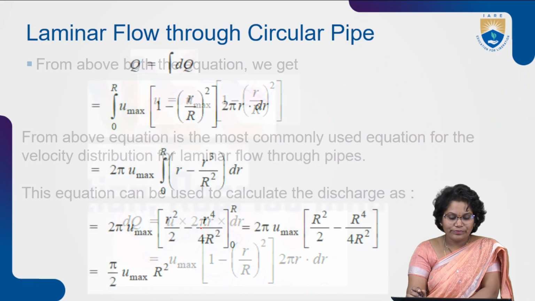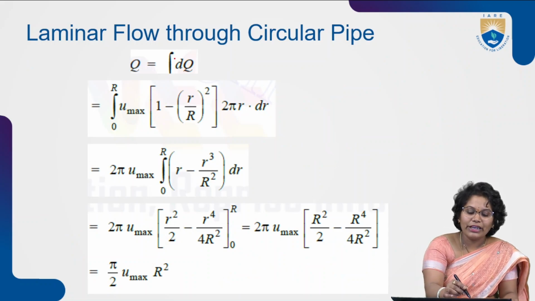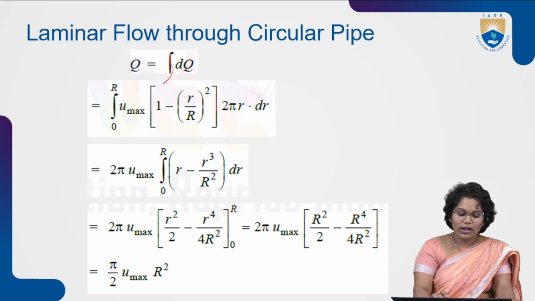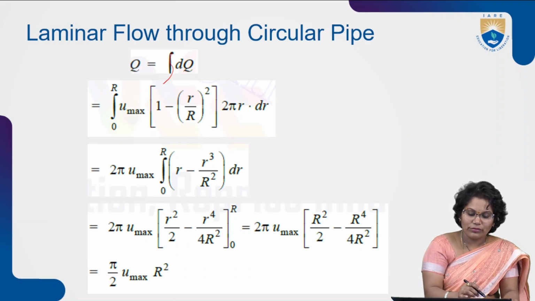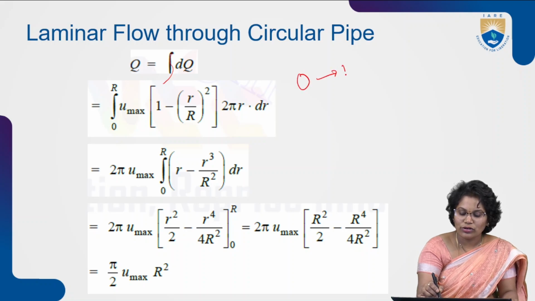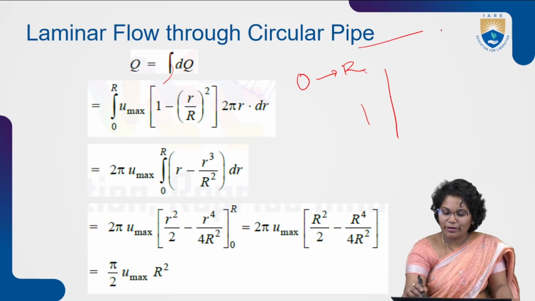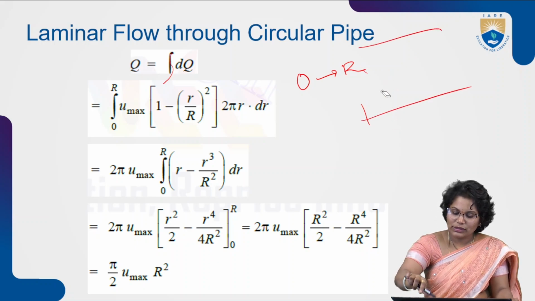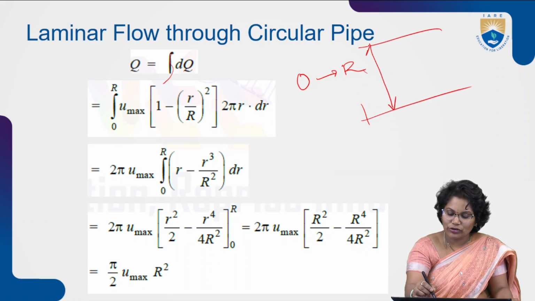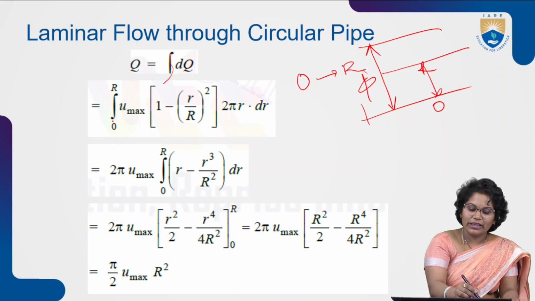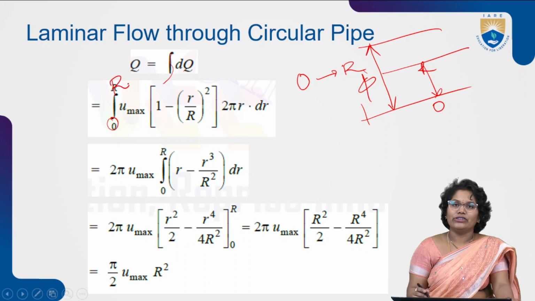After that, I am integrating this discharge to get Q. Here I am integrating with respect to radius, from 0 to R. If this is the pipe, yes, this is the diameter of the pipe, so here I need only the radius. So I have to take the condition 0 to R.